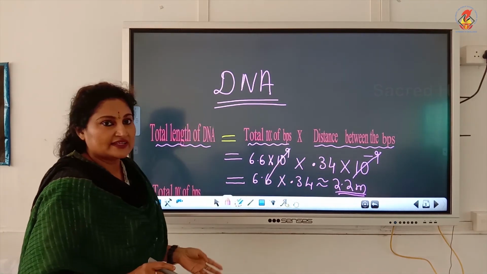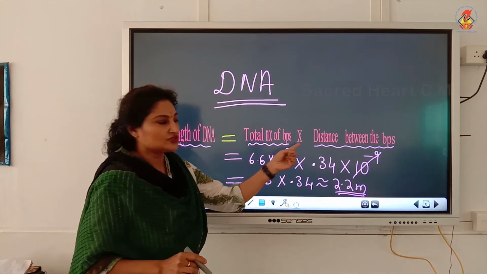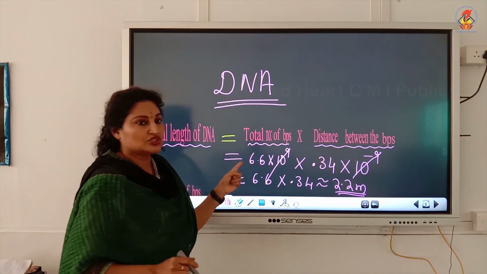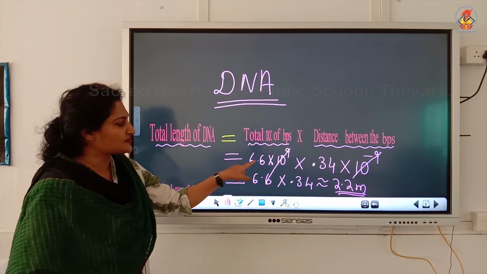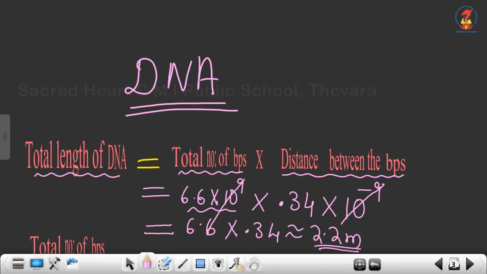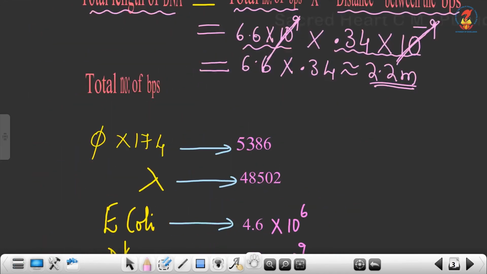So, once again, how will we calculate the length of the DNA? Total number of base pairs into the distance between the consecutive base pairs. Substitute: the total number of base pairs in the human cell is 6.6 into 10 raised to 9, and that into the distance between the base pairs, that is 0.34, and when you convert the nanometer into meter, 10 raised to minus 9. So, this will get cancelled. Finally, we have 6.6 into 0.34, we get 2.2 meters. So, the length of the DNA is very, very long, 2.2 meters. Now, it is mandatory to learn these figures also.